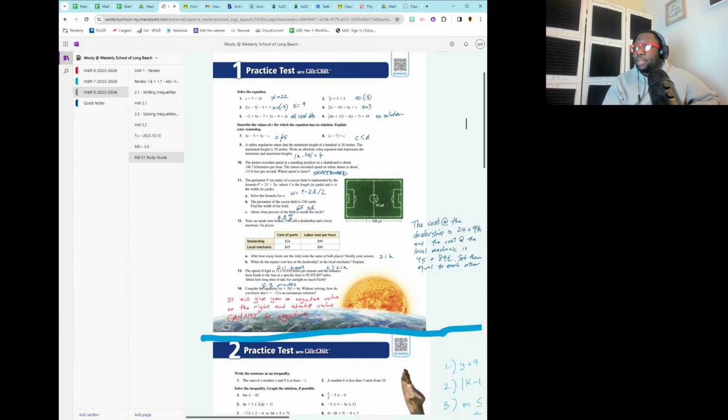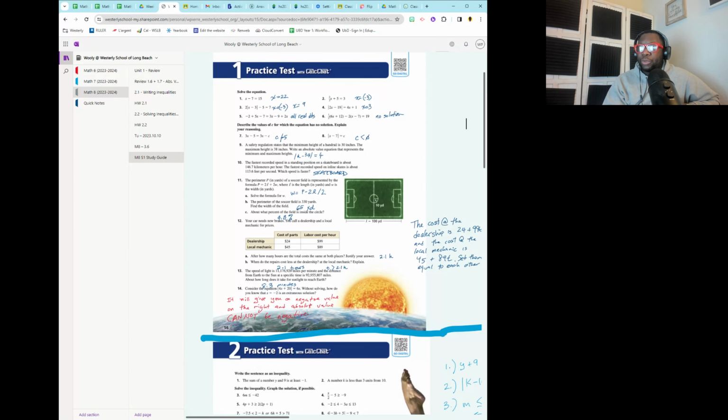For question number 13, the speed of light is 11,176,920 miles per minute, and the distance from Earth to the Sun at a specific time is 92,955,807 miles. About how long does it take for sunlight to reach Earth? This was a question I hope you recall we did in class, and we want to make sure that we are looking at the minutes, and for that we are going to see that it's going to take roughly 8.3 minutes for the sunlight to reach Earth.